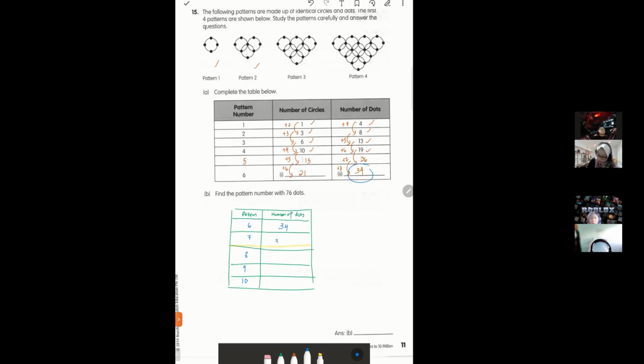7 will be 34 plus 9 equals 43. 8 is 43 plus 10, 53. Then 9 is 53 plus 11, 64. 10 is 64 plus 12, 76. So you can see, find the pattern with 76 dots. Pattern number 10. That's the answer. Okay.